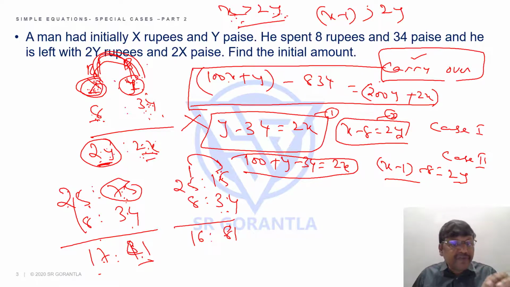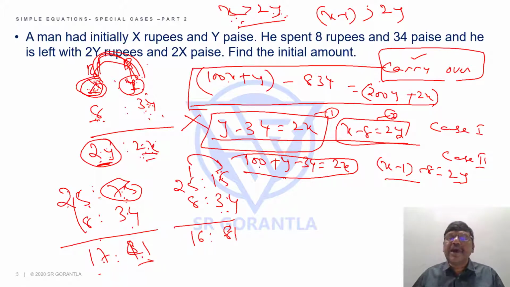Okay. For the benefit of those who are still not convinced, I suggest one thing, students. You solve these equations, you will find negative values. How can I have negative values in the amount? That means that case doesn't exist. If you want, you can check afterwards, students. Now, let me continue with the second case.